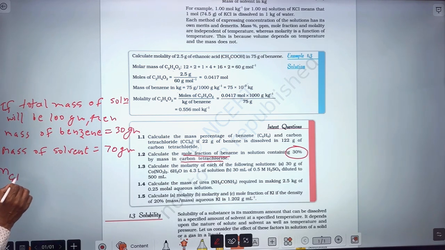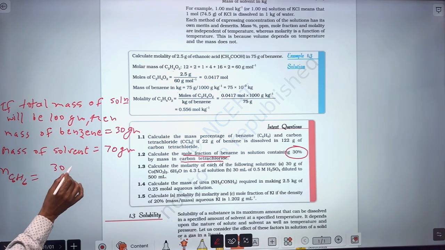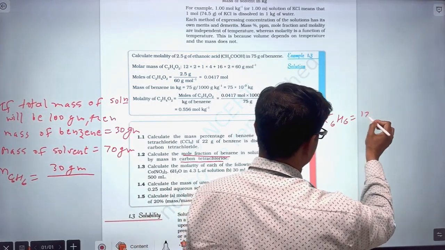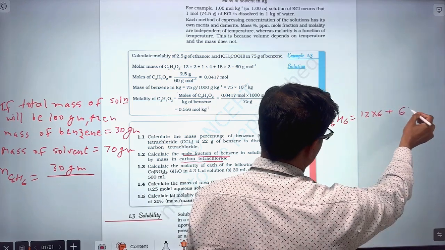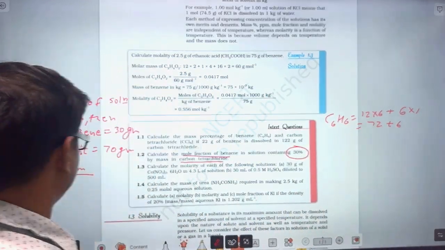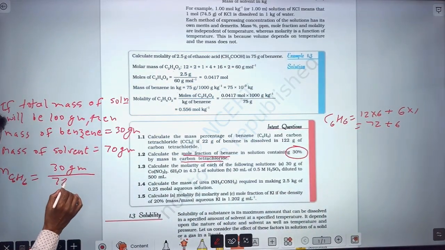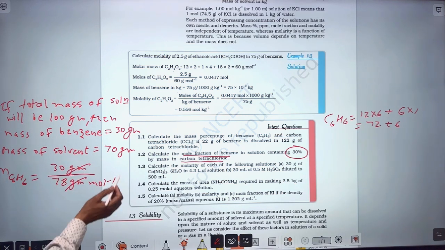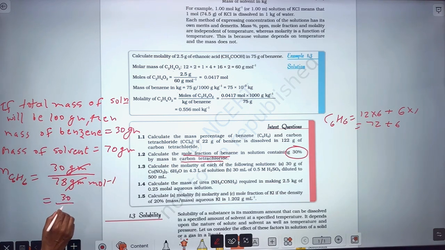So number of moles of benzene will be 30 gram upon the molecular weight of benzene. What is the molecular weight of benzene? C6H6, so 12 into 6 plus 6 into 1, 72 plus 6, that is 78. So that will be 30 gram upon 78 gram per mole. Gram will cancel out, and mole goes to the numerator. So that will be 30 upon 78 mole. So the number of moles of benzene is calculated.